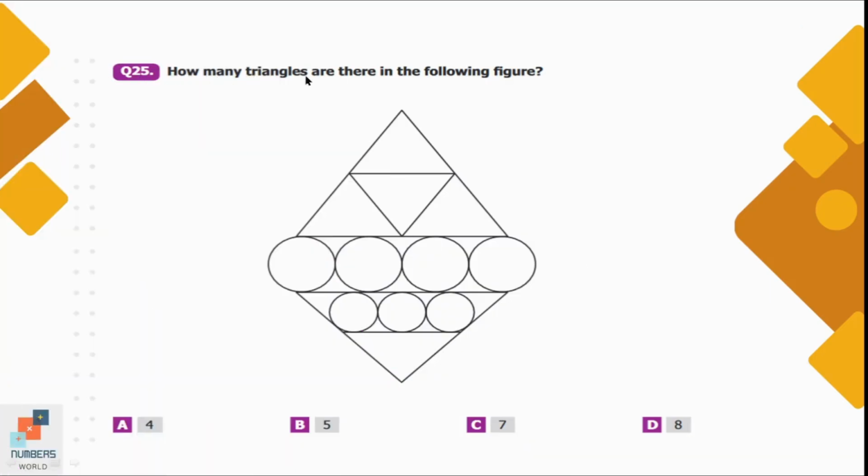Question number 25. How many triangles are there in the following figure? Let's count the total number of triangles. 1, 2, 3, 4. Then here we have our 5th triangle, which is covering the 4 triangles. It's our 6th triangle, and now we have our 7th triangle, which includes 3 circles and our 6th triangle. So there are 7 triangles in total. So option C is the correct option.